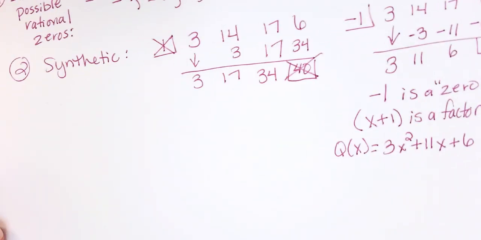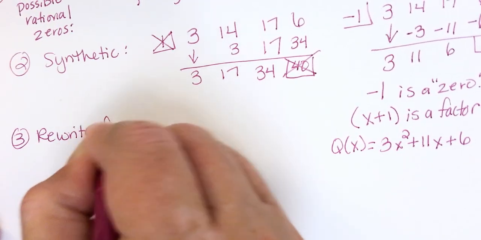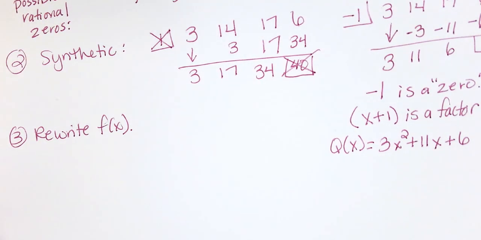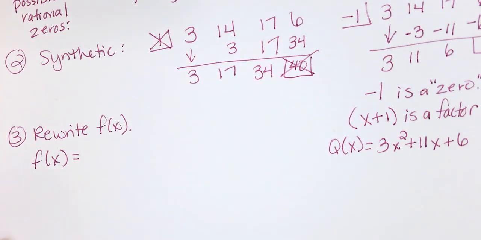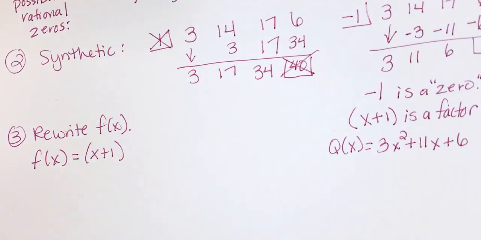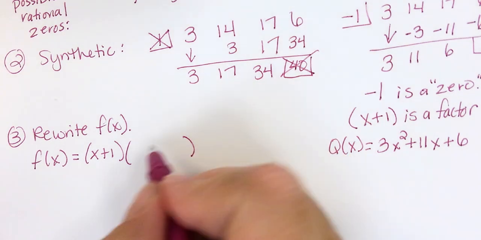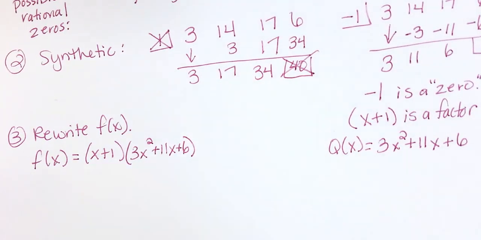What we want to do now is rewrite f of x. So let's rewrite f of x using what we know so far. So f of x is the factor that we found, which is x plus 1, and then we're going to multiply by the quotient that we found, because that's our remaining factor. So if I pull out this x plus 1 and I factor it out, my quotient is what's remaining after I do that division. So this will be 3x squared plus 11x plus 6.